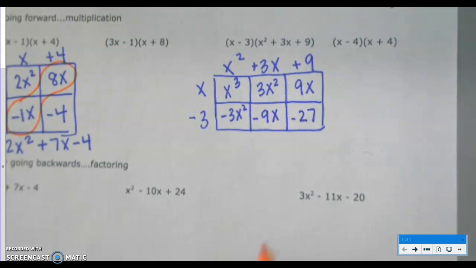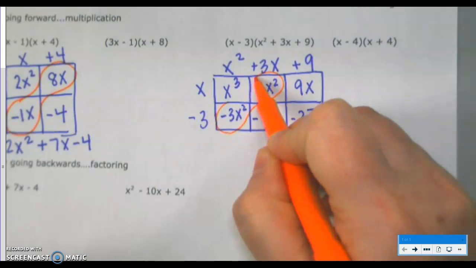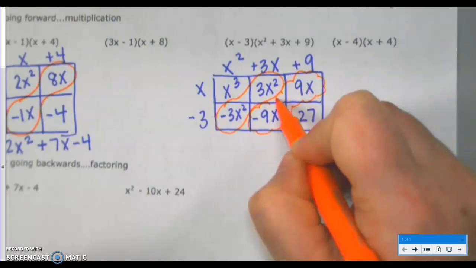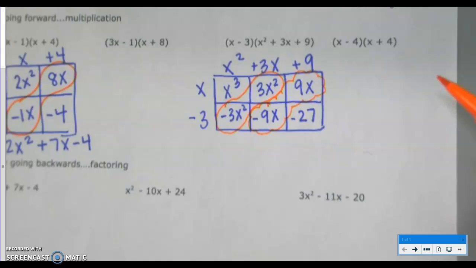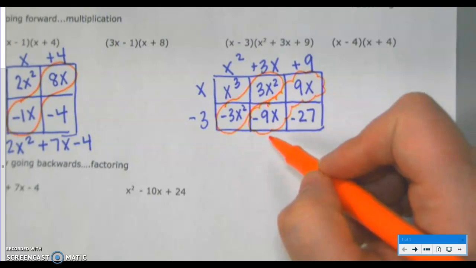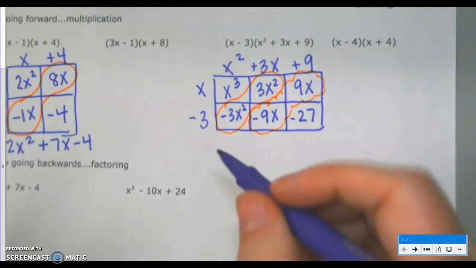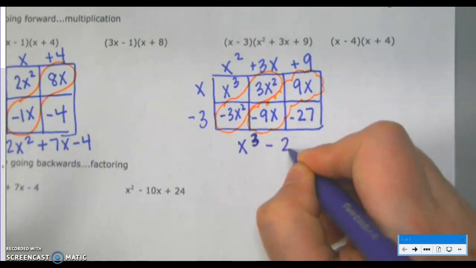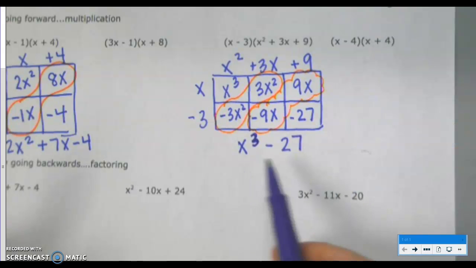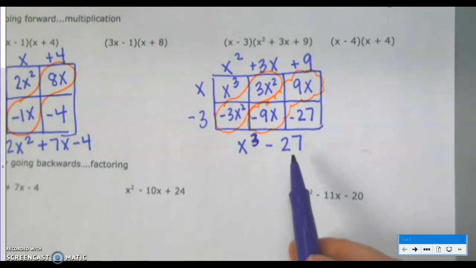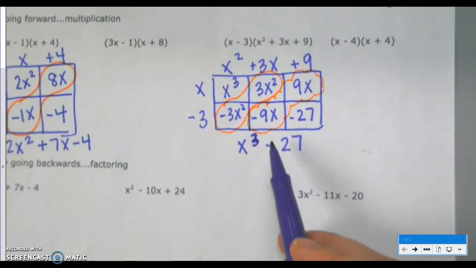All right, so I have quite a few like terms to combine here. Those are like terms, and these are like terms. Now, if you notice, these are going to cancel each other out. 3x squared minus 3x squared is 0. 9x minus 9x is 0. So my final answer for this will be x cubed minus 27. This is called a difference of perfect cubes, because 27, you can take the cube root of 27. The cube root of 27 is 3, and obviously x to the third power is being cubed.